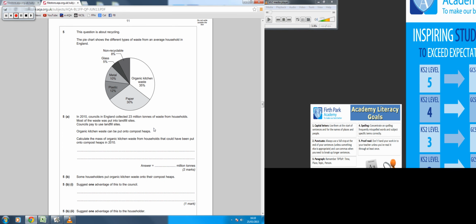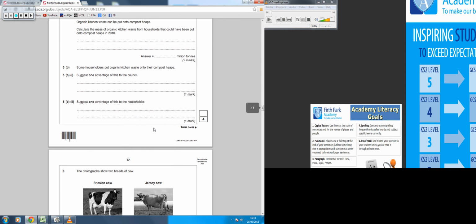So we're given a pie chart and then we're asked a question. So it says calculate the mass of organic kitchen waste from households that could have been put onto compost heaps in 2010. So we've got a total of 23 million tonnes of waste. Now of that, the organic kitchen waste was 35%, so there should be a relatively straightforward calculation to work out what 35% of 23 million tonnes is.